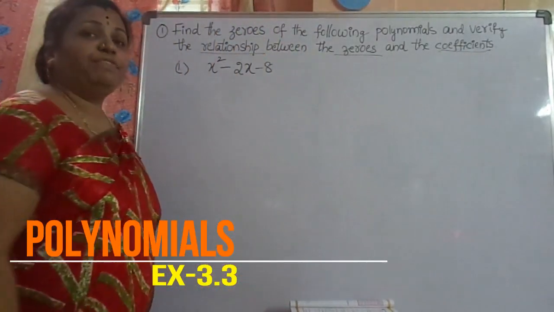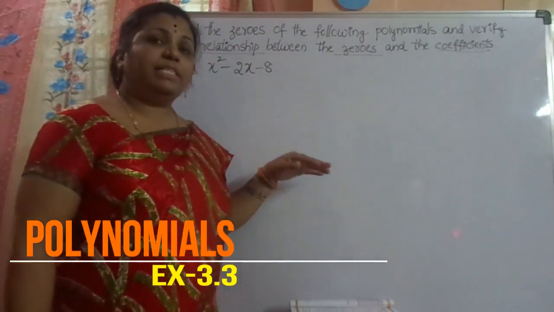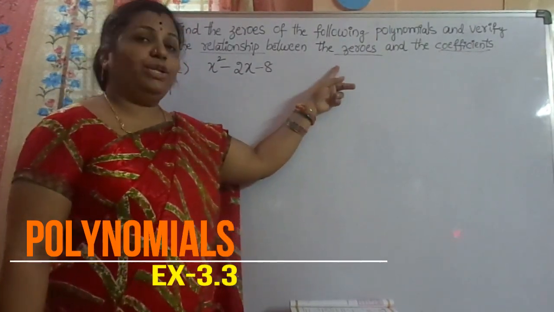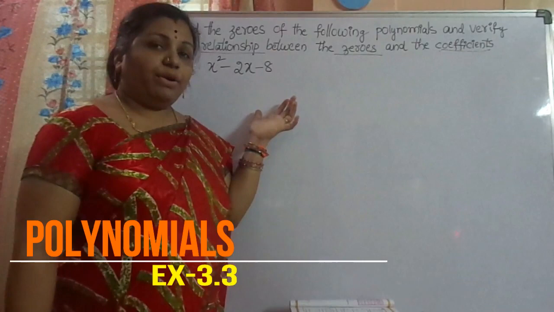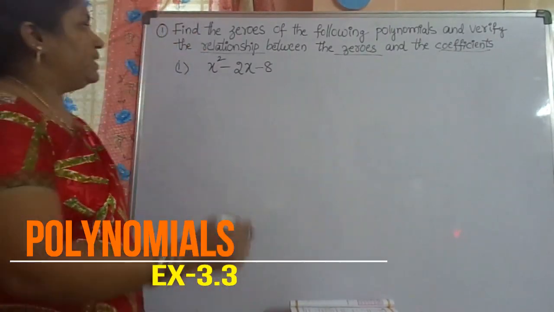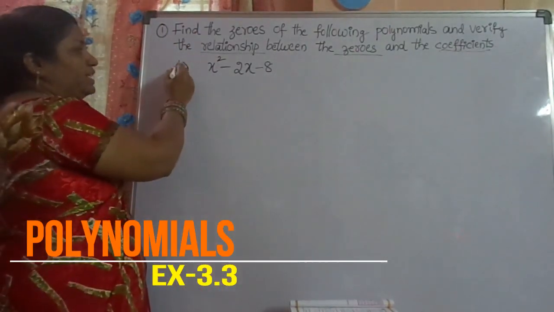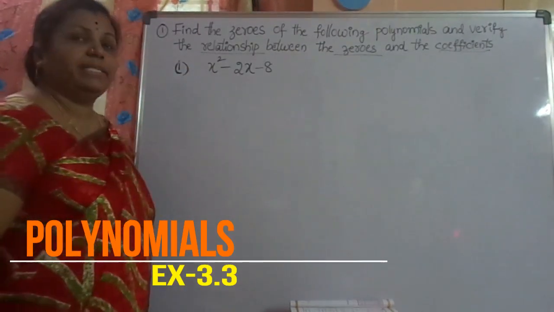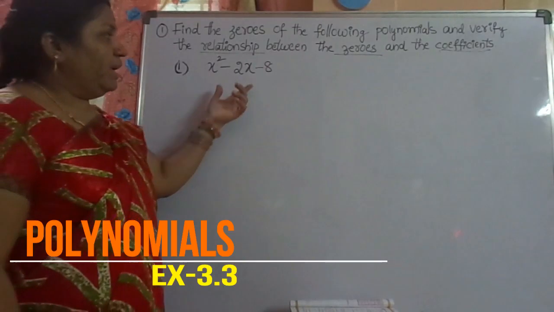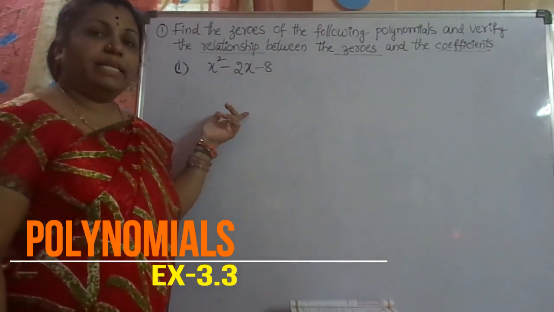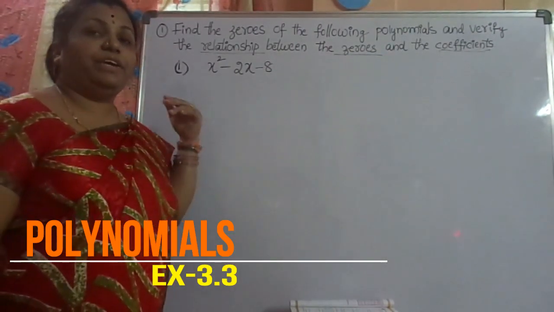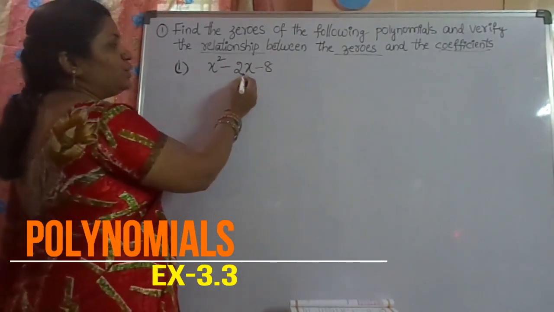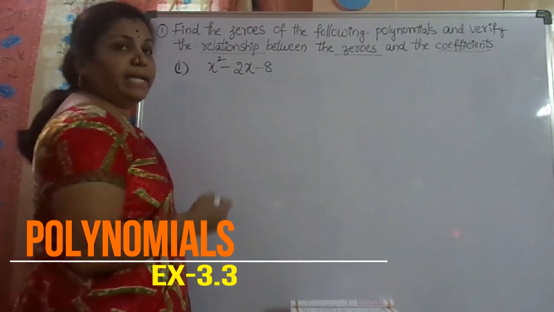Coefficients we know already, in the previous class we have learned how to find the coefficients. Here, find the zeros. So this is a new term we are going to find now. See, in the first bit, the first question is x square minus 2x minus 8. Already we have learned in the previous class, 9th class, how to factorize an equation. Here, again we are doing that only, x square minus 2x minus 8.